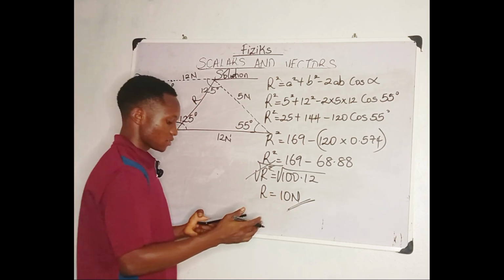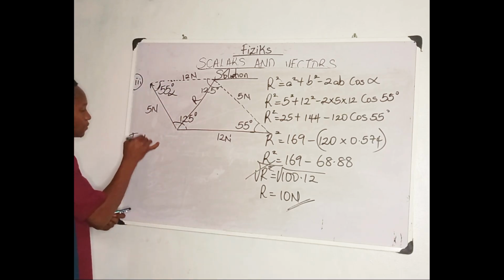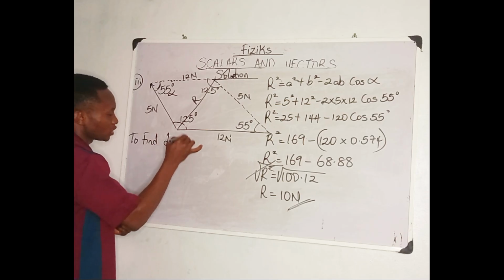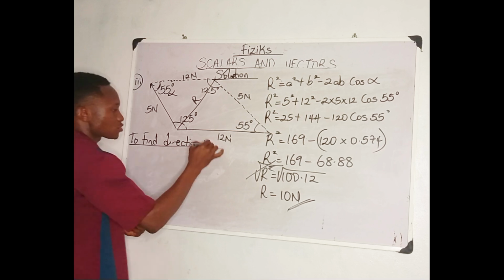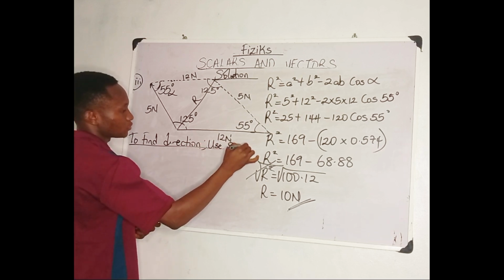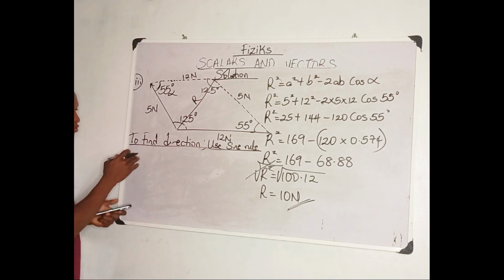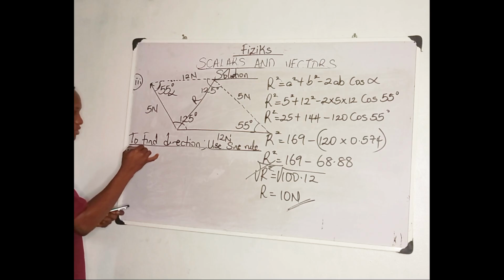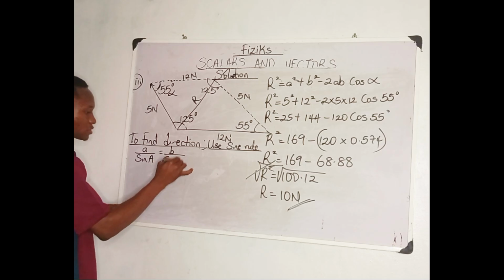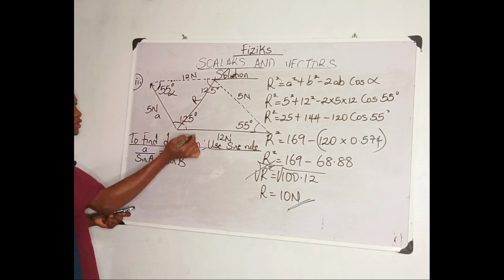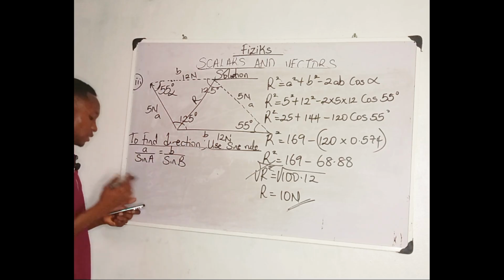Now if you call this 10, there is actually what we call direction. If you want to find direction, which you can also do in the second question that I gave you, use the sine rule. Remember the formula which says A over sine capital A is equal to B over sine capital B. If you call here A, here also will be A. If you call here B, here also will be B. Now let's see it together.